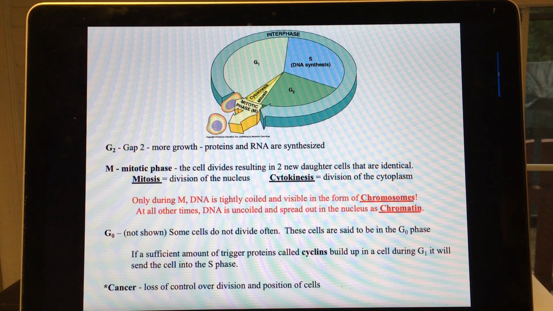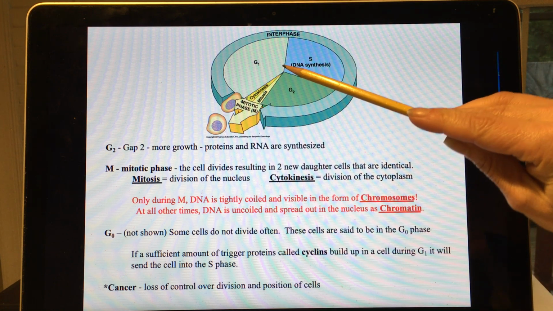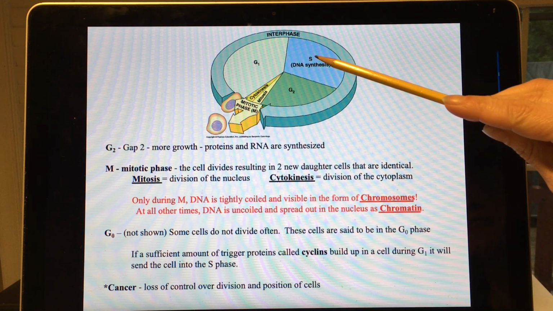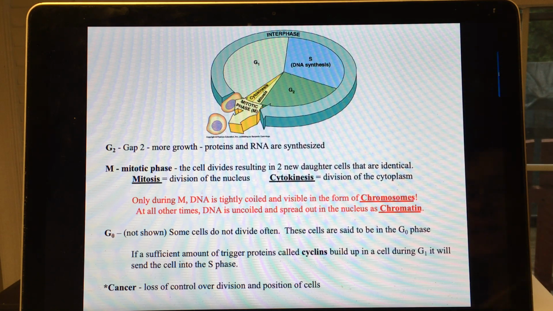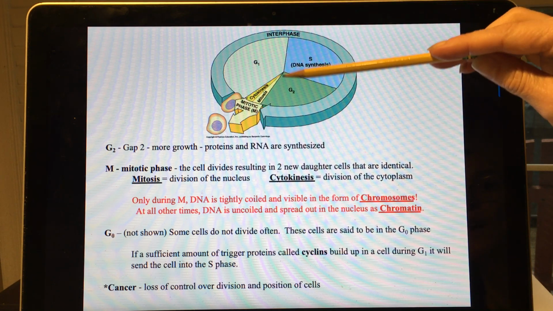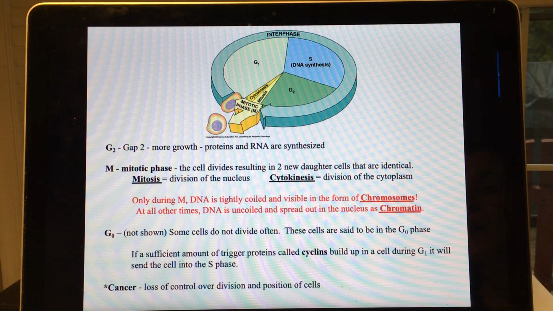What determines whether the cell gets stuck in the G0 phase or continues into the regular cell cycle is the buildup of a particular kind of protein called a cyclin. They are trigger proteins, and they build up right in the G1 phase and send the cell into the S phase. And once a cell's in the S phase, the rest of the phases will continue. So there's sort of a stopping point towards the end of G1.